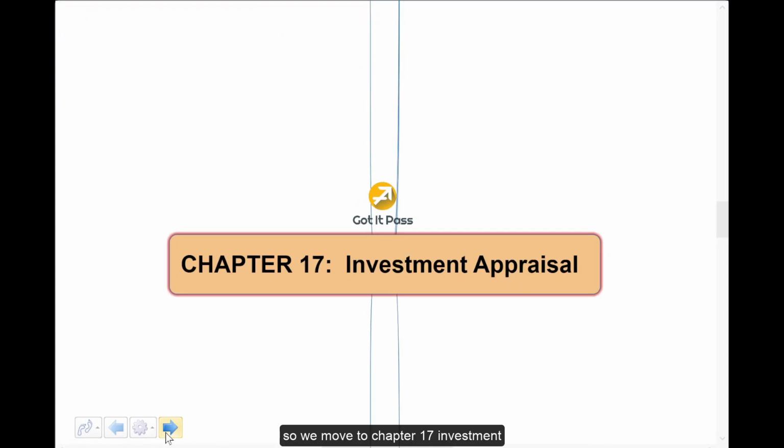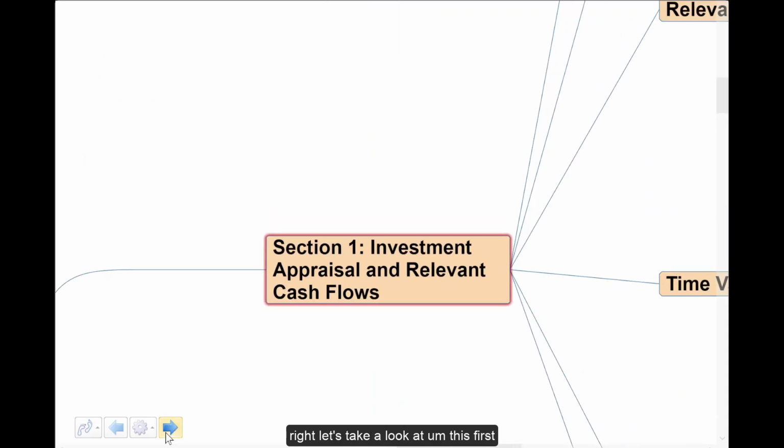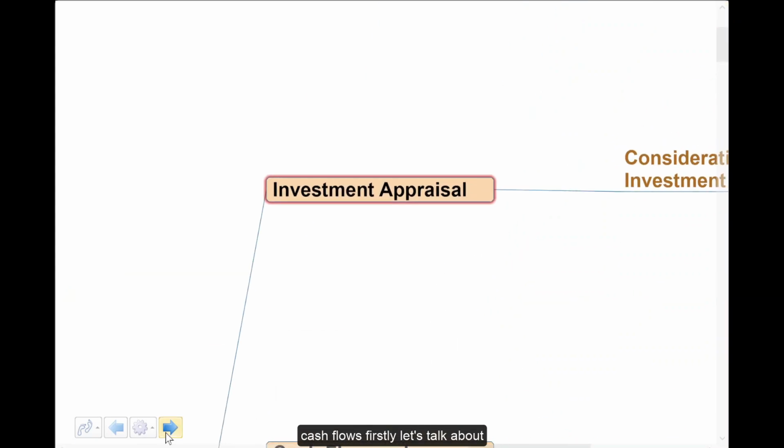So we move to Chapter 17, Investment Appraisal, a very important chapter for us for the MA exam and indeed going forward in your ACCA studies. Investment appraisal is a key area. Not overly complex, but takes practice to get it right. Let's take a look at this first section and indeed the area of relevant cash flows.